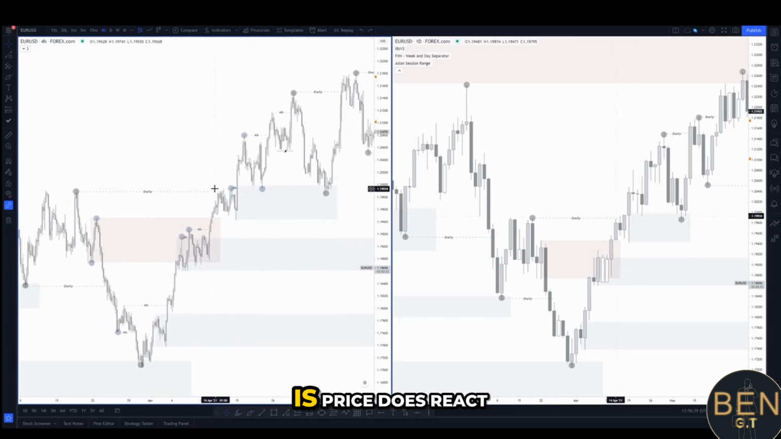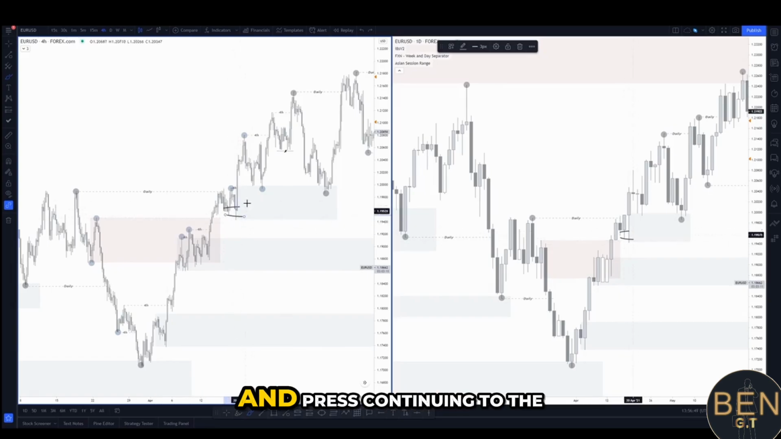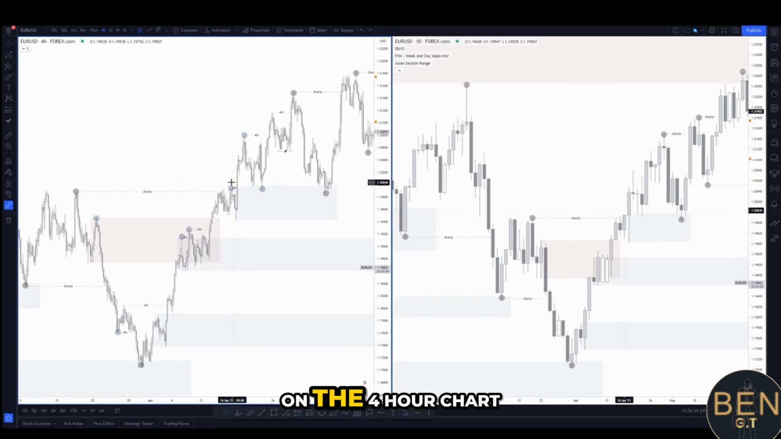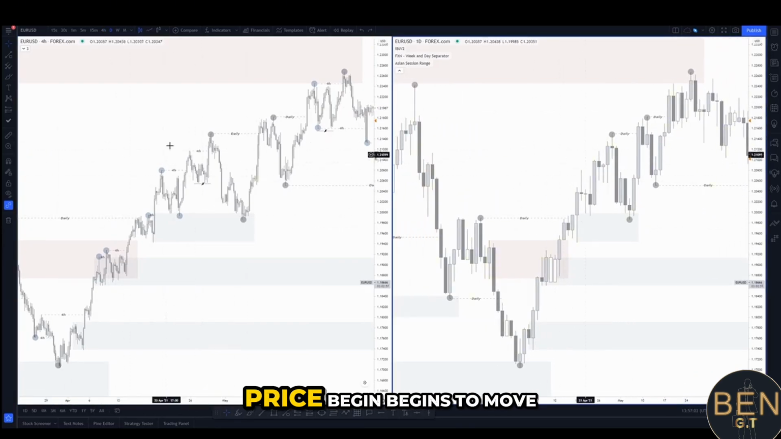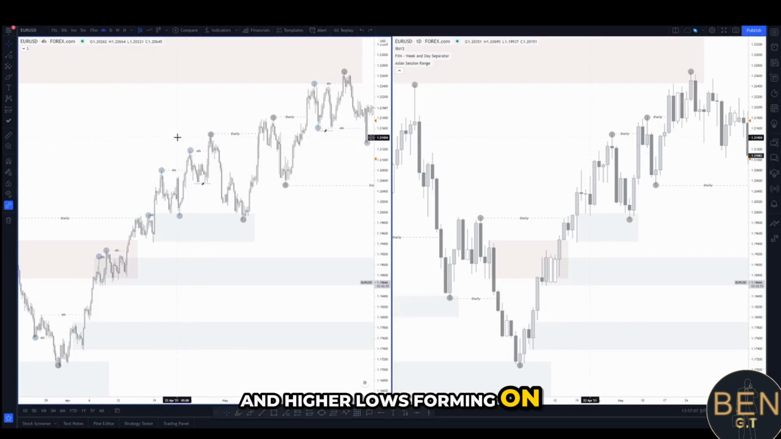And what we can see is price does react, and we can even see it on the daily chart. We had 1 day of selling, followed by demand being respected and price continuing to the upside to create a higher high on the 4-hour chart and begin to create a higher high on the daily chart as well. And if we just continue on moving, we can see that as price begins to move up, we start to see a series of higher highs and higher lows forming on the 4-hour chart. And we finally print in a daily higher high right here.